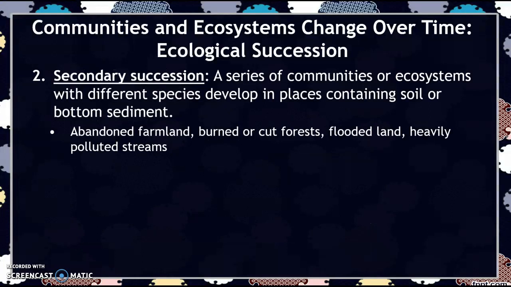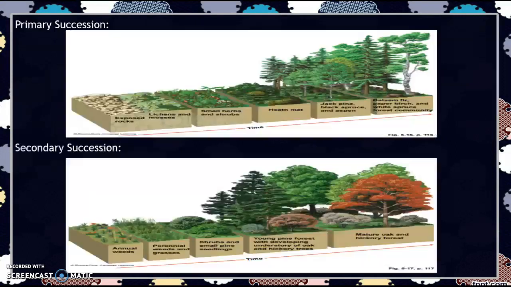My second type of succession is secondary succession, and this is where we have a series of communities or ecosystems with different species that develop in places containing soil or bottom sediment. This includes things like abandoned farmland, burned or cut down forests, flooded land, or heavily polluted streams.